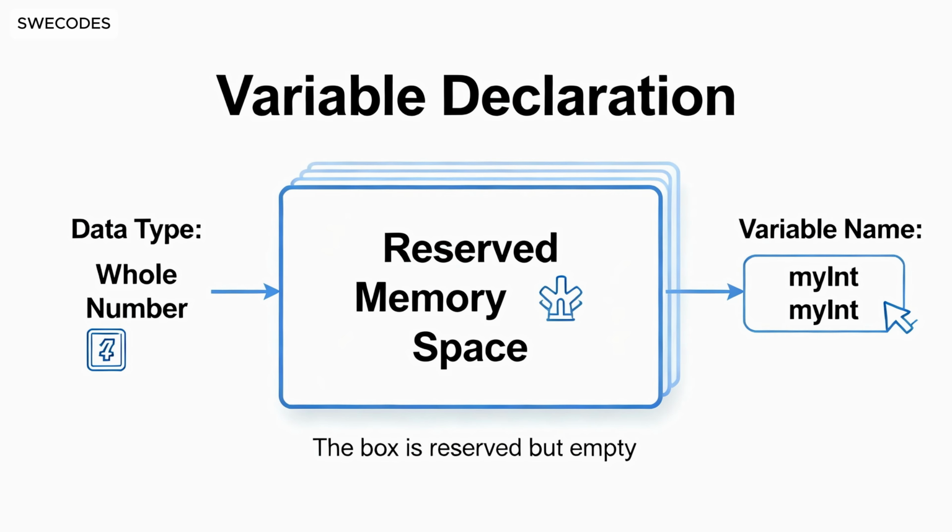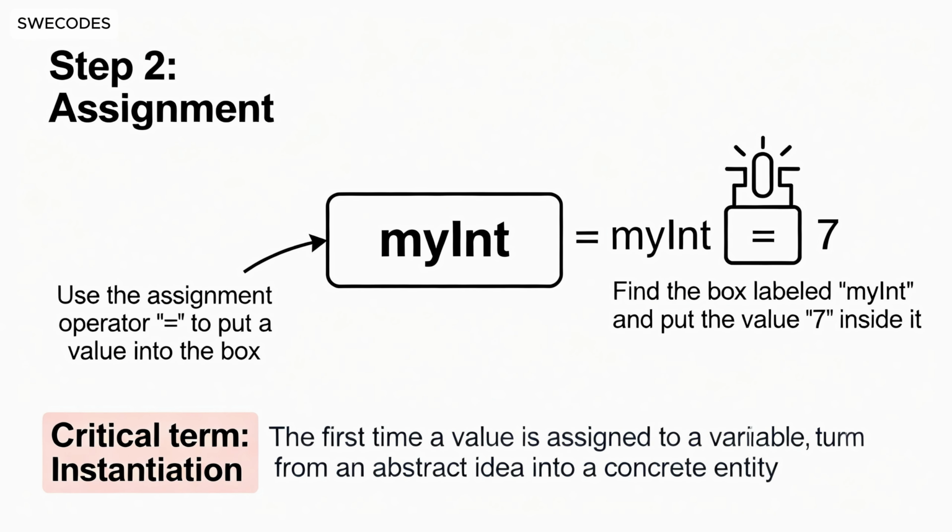An empty box isn't useful. The second step is assignment. This is when we put something inside the box. We use an assignment operator, usually an equals sign, to do this. When we say myInt equals 7, we are telling the program, find the box labeled myInt and put the value 7 inside it.